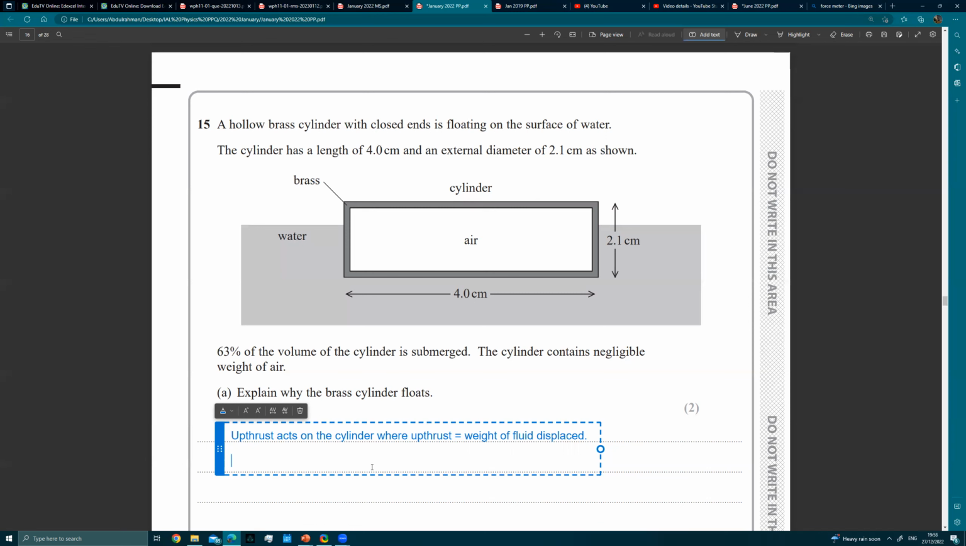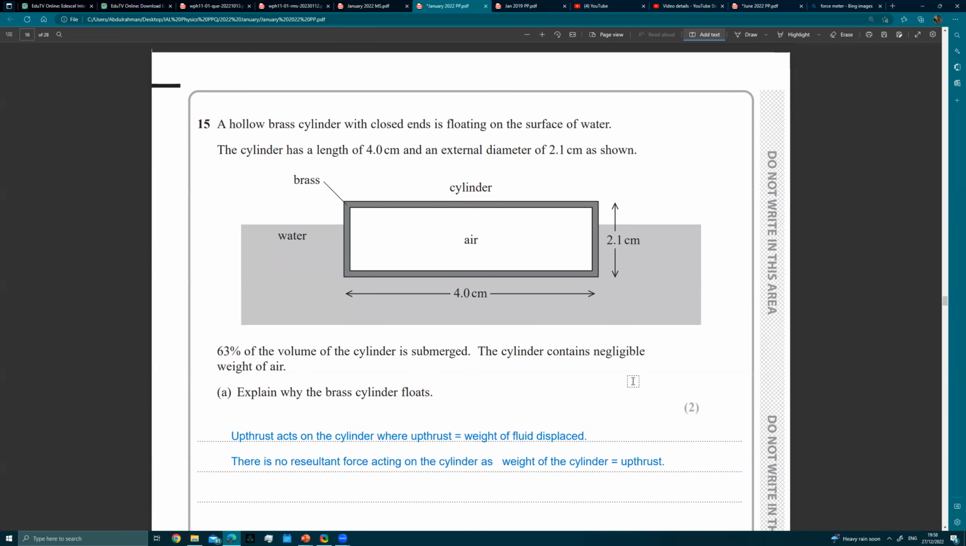I was saying, why does it float? What does it mean if something floats? In terms of resultant force. There's no resultant force. Good. There is no resultant force acting on the cylinder as the weight of the cylinder equals the upthrust.